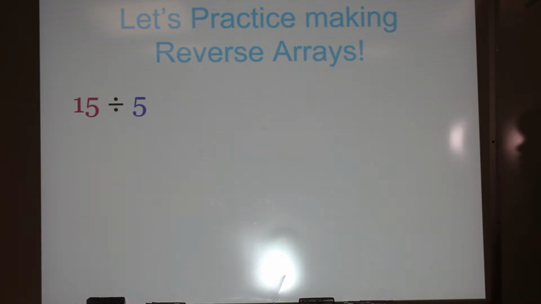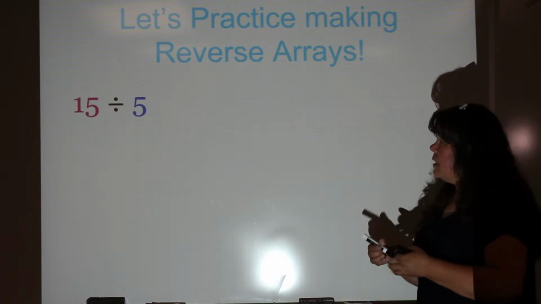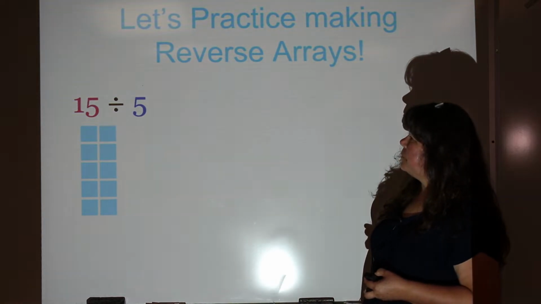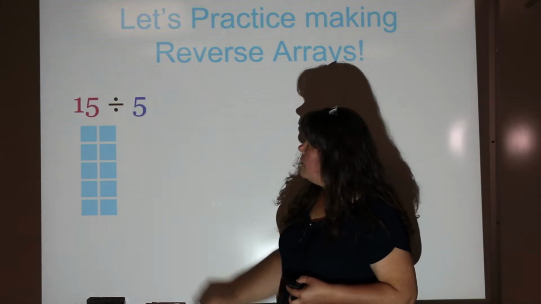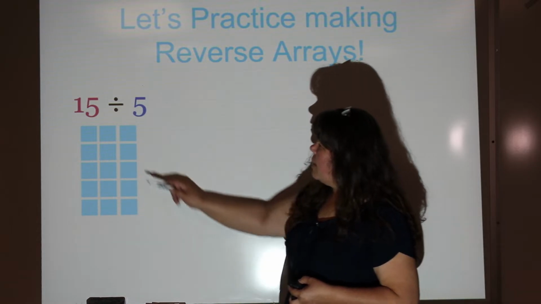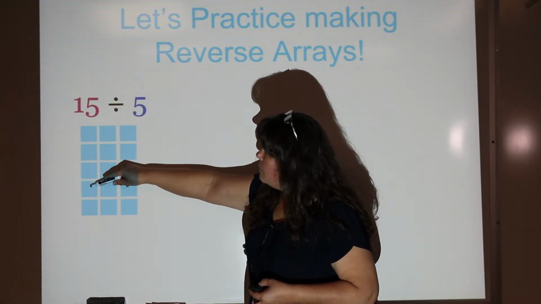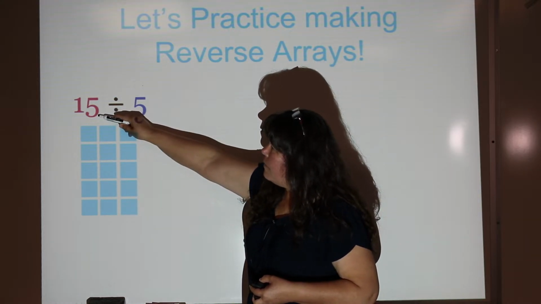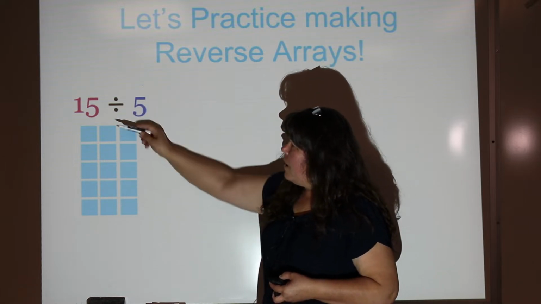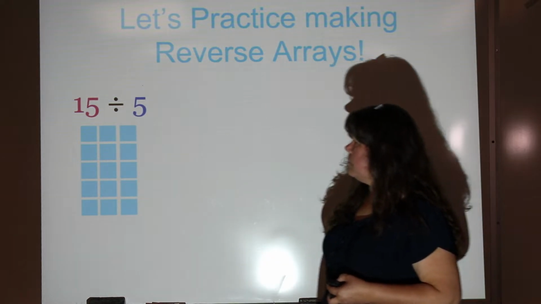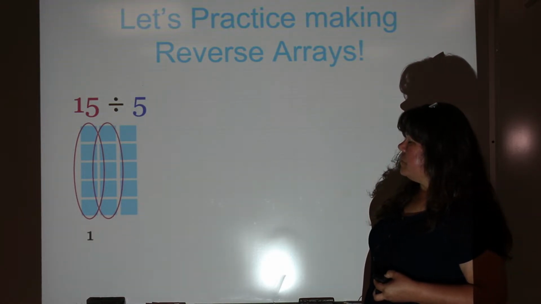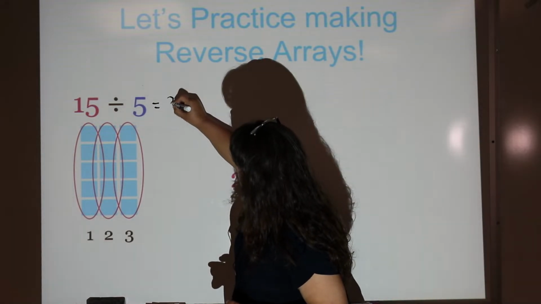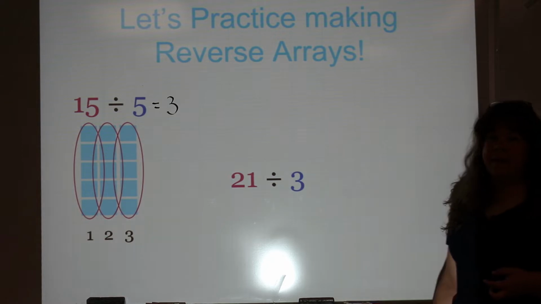So 15 divided by 5. So I'm going to make 1, 2, 3, 4, 5. 1, 2, 3, 4, 5. And I keep doing this until I have 15. So now I have 1, 2, 3, 4, 5, 6, 7, 8, 9, 10, 11, 12, 13, 14, 15. I have all of them, and I've made 5 in each one. Now how many columns do I have going down? 1, 2, 3. So my answer, my quotient, is going to be 3. 15 divided by 5 equals 3.